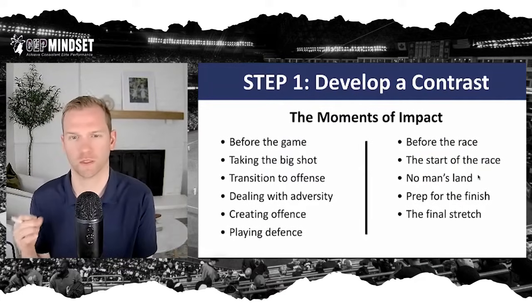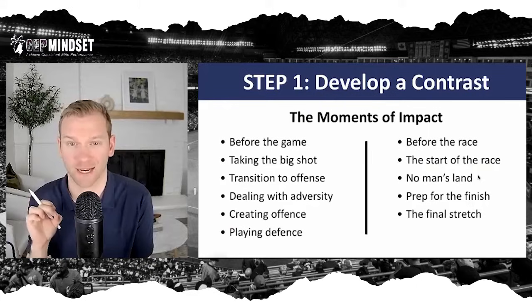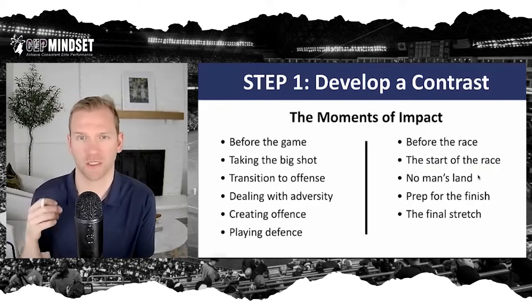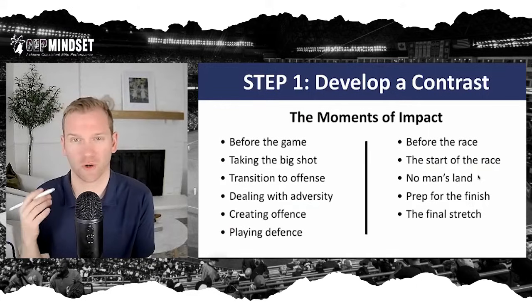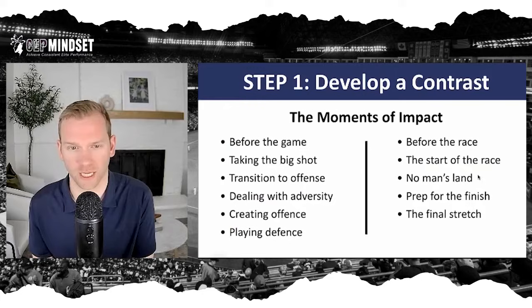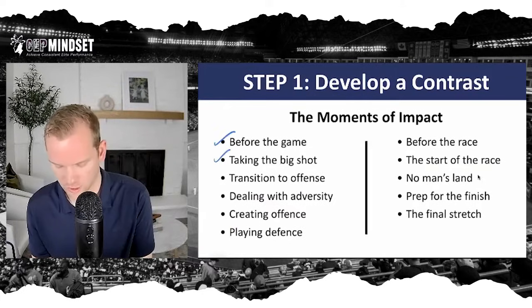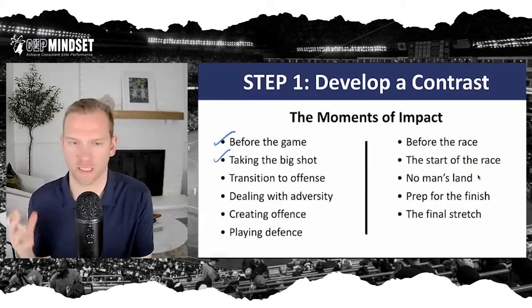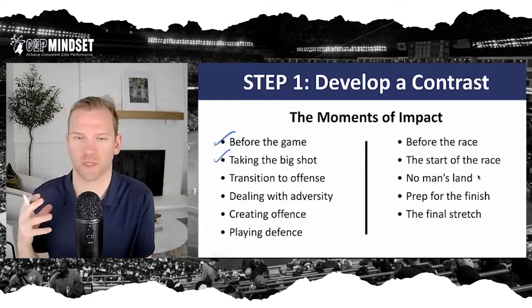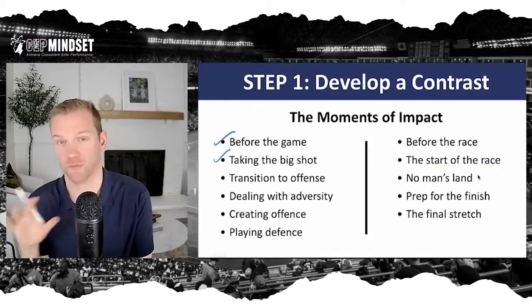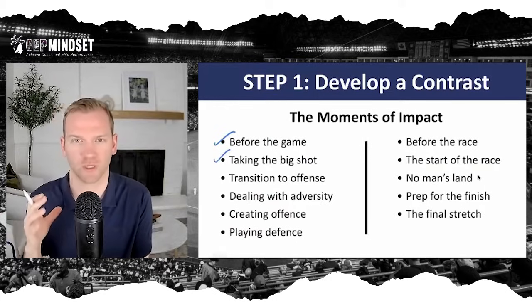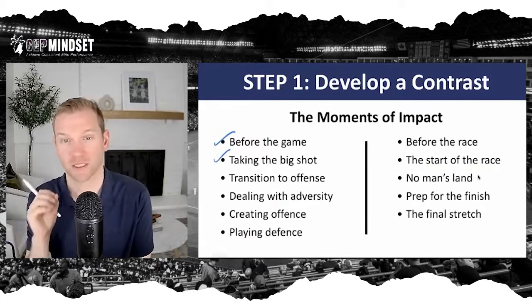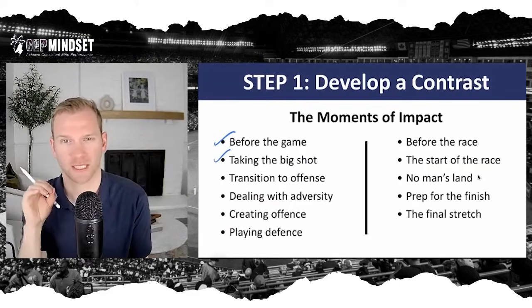One of the important parts to developing that contrast is first identifying your key moments of impact. So common examples for an athlete could be before the game, when they're taking the big shot, or the transition to offense, dealing with adversity, creating offense, or playing defense. You don't want to have too many of these. 3 is pretty common, 5 max, because the idea is we want to keep it simple, but we also want to keep it clear on key moments.